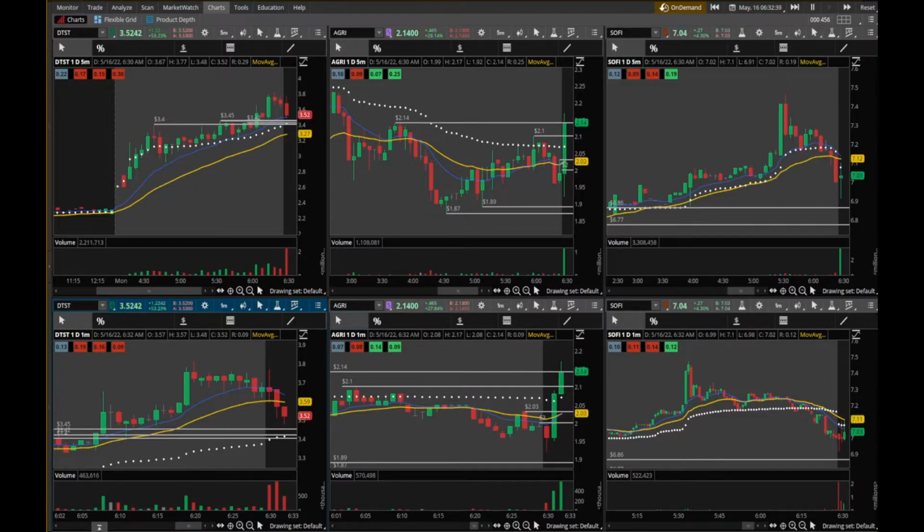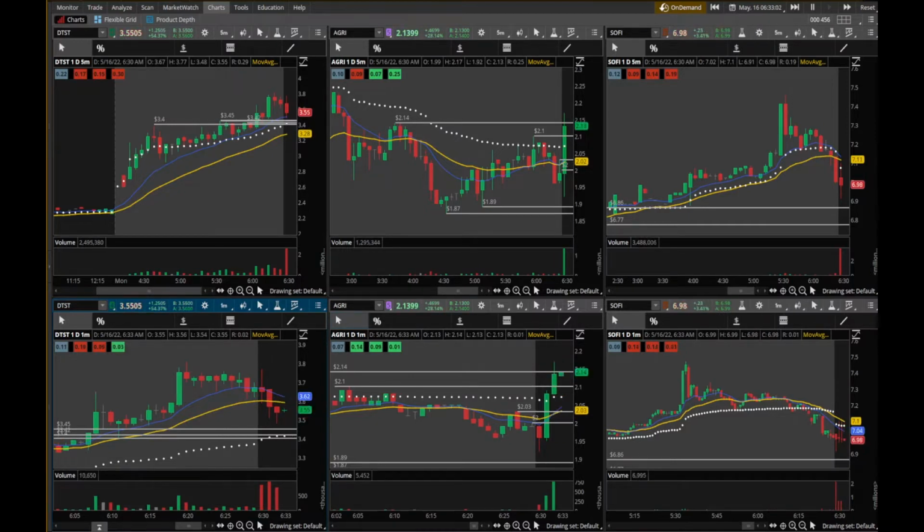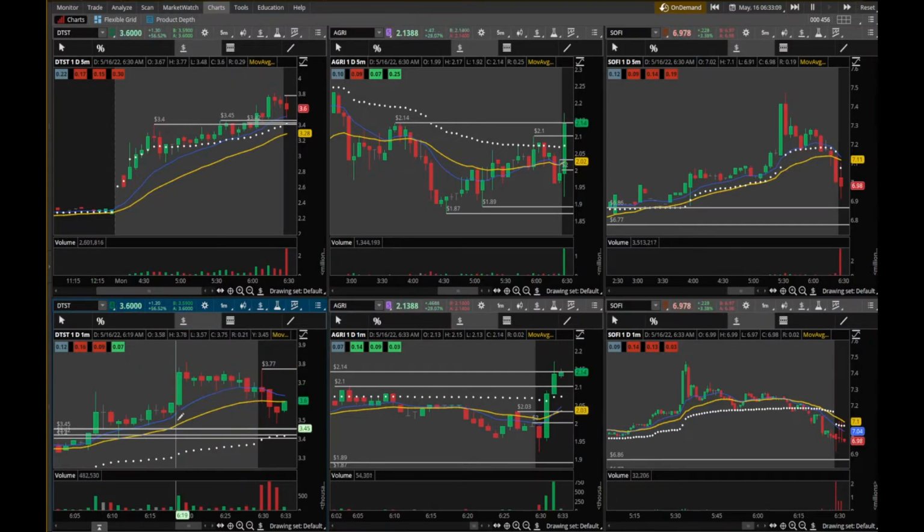Boy, DTST is just kind of really slowly getting down there. I wonder if it's going to wait till the next 5-minute candle before it hits that level. Maybe a little bounce here before it comes back down, or is it just going to go straight up? I want to put a line on the high of day. It's a nice bounce. I'm not going to buy that though.